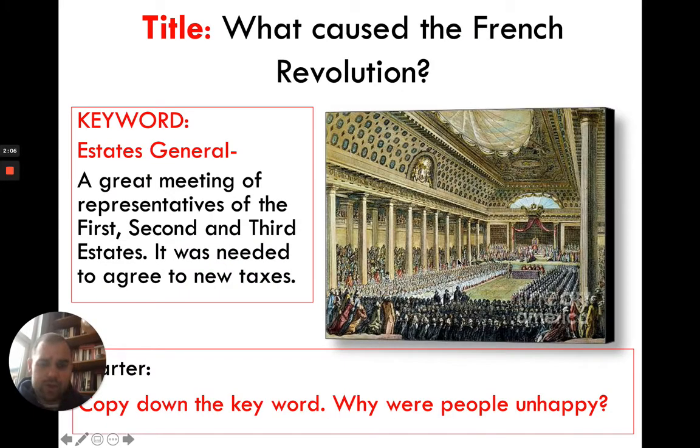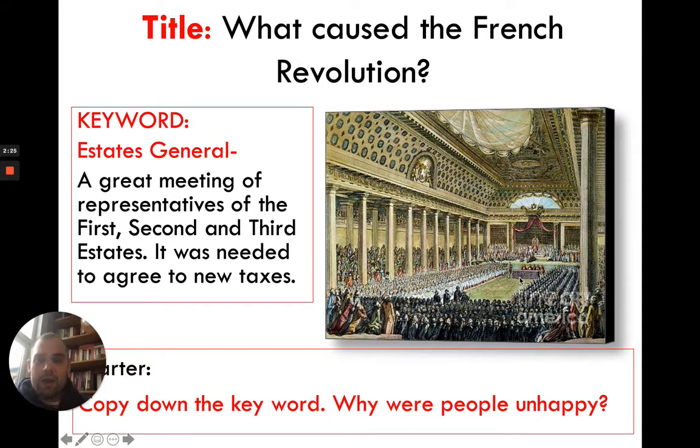What happened at the Estates General is you had the first estate, the second estate, and then people from the third estate who would meet together and they would have to agree new taxes. But the whole point was that the third estate only had a third of the power, even though they were 98% of the population, which meant they could always be outvoted by the aristocracy and the church.